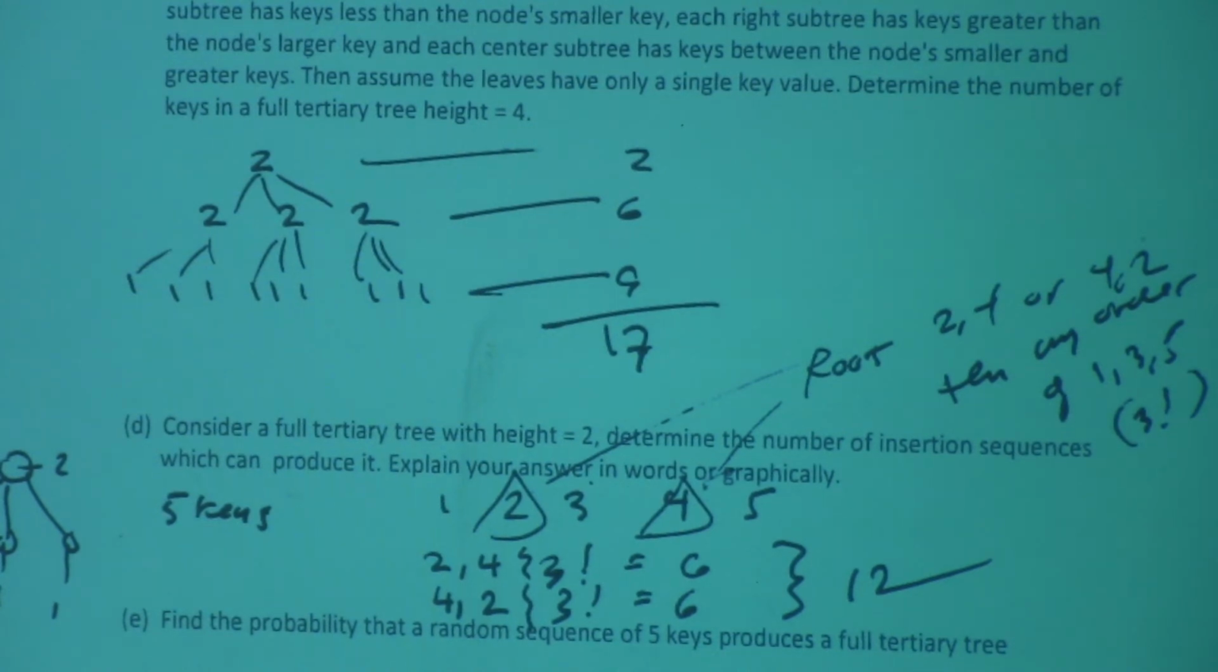Now find the probability that a random sequence of 5 keys produces a full tertiary tree. Well, we know there are 12 of them. Probability is basically the number of ones that produce a full tree over all the possible permutations. How many permutations of 5 numbers do we have? That's going to be 5 factorial. So therefore, the probability of a random sequence producing a full tree is going to be these 12 over all the possible permutations of 5, which is 120, which gives us 1 over 10, or 10%.